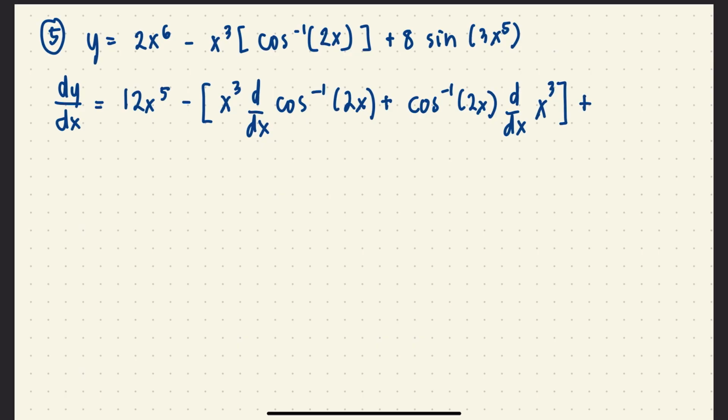Next is the third term. We'll have 8 sine of 3x raised to 5. So just put 8 outside and then we get the derivative of sine, which is cosine of 3x raised to 5, and then the derivative of 3x raised to 5 is simply 15x raised to 4. So we just multiply 15 by 8. 8 times 15 is 120x raised to 4.